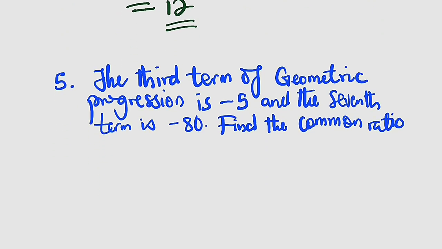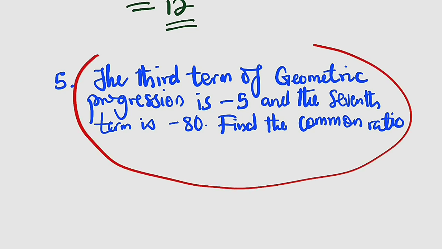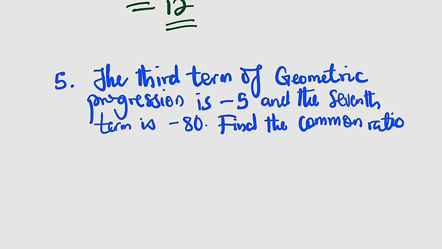Then the last question for today is under geometric progression. The third term of a geometric progression is -5, and the seventh term is -80. We're asked to find the common ratio. I'm going to show you two different ways to do that. The first method will be based on theory questions, if this is a theory question. But the second one will be based on objective questions. Remember, you are dealing with objective questions. Or should we start with objective questions?